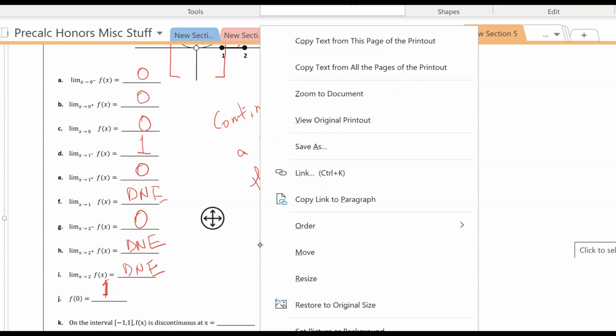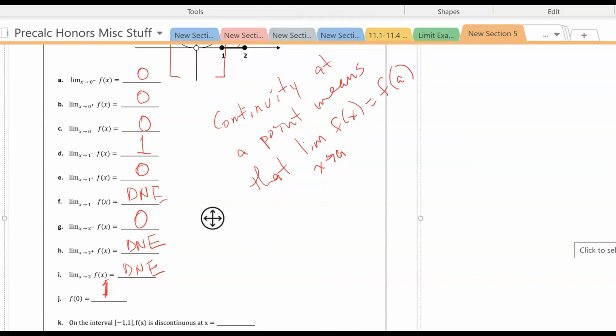So on the interval from -1 to 1, f of x is discontinuous at a value of x equal to 0. So this definition of continuity has to do with continuity at a point. We'll also talk about continuity of a function over a certain interval. So keep that in mind as well. Alright, so if you have any other questions about that, let me know, and we'll see you next time.